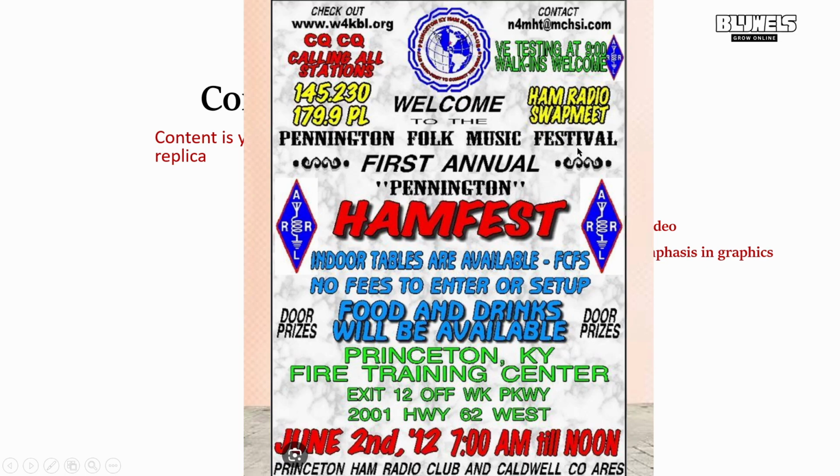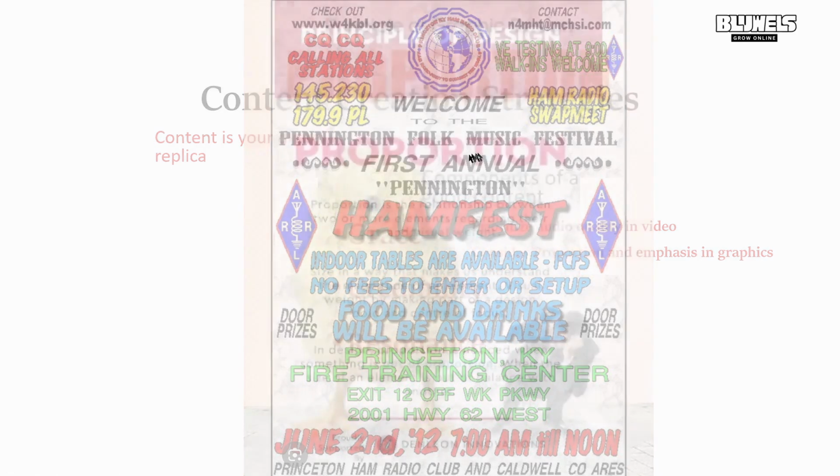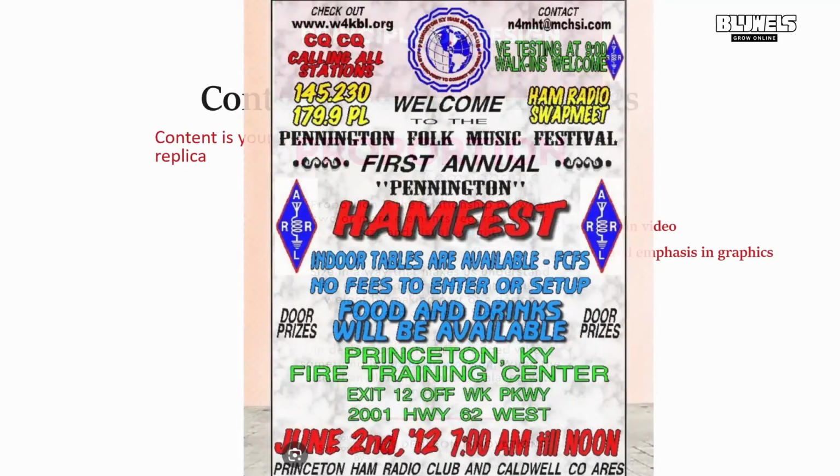Alright, that simple phrase gives a clear insight as to what this flyer is about. It's a music festival. So let's move to content frameworks, and this focuses on how to create video content.